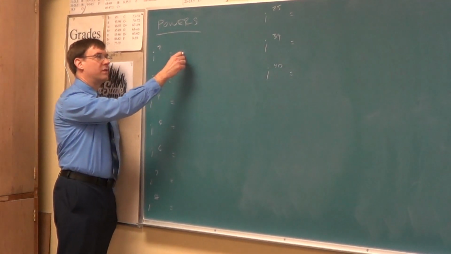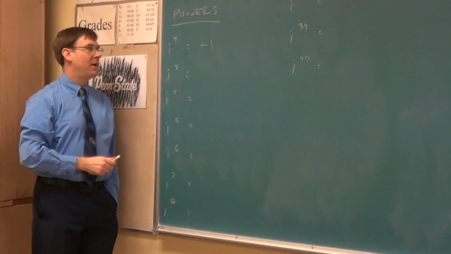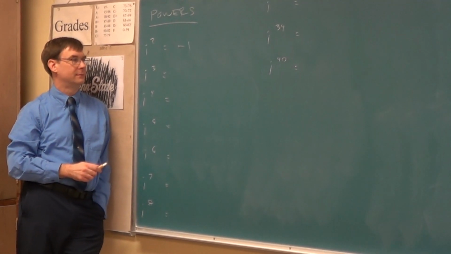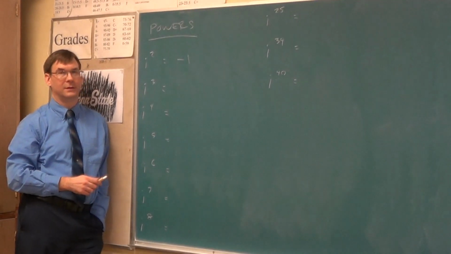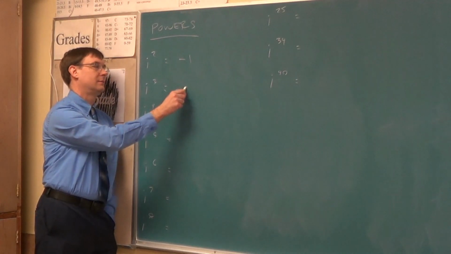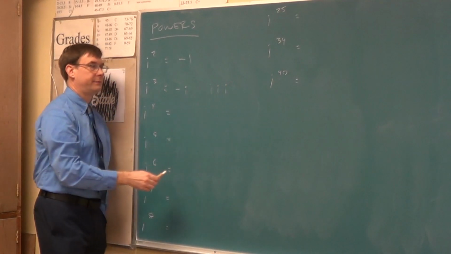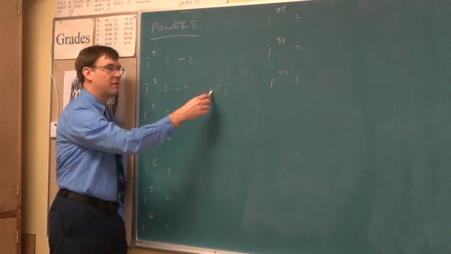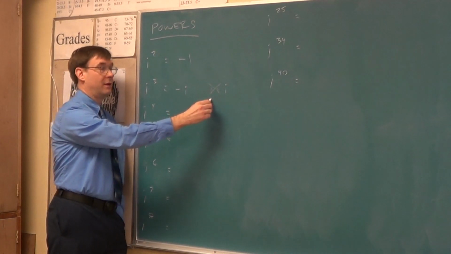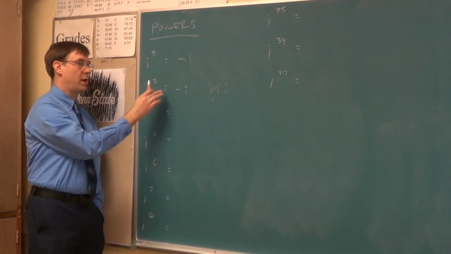i squared, we just had the whole conversation about how it makes negative 1. Anybody have a thought on the simplest way you could express what i to the third is? It is negative i. Because i cubed means i times i times i. I think we could agree on that. What is the first i times i part? i squared. And what is i squared? Negative 1. Negative 1 times the third i is negative i. That's the simplest way to express that.